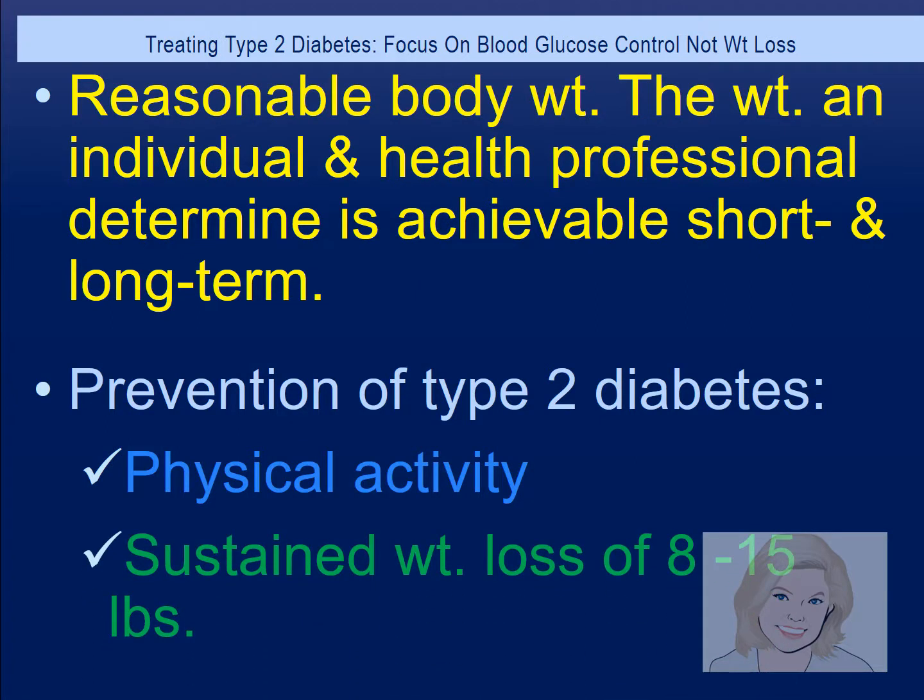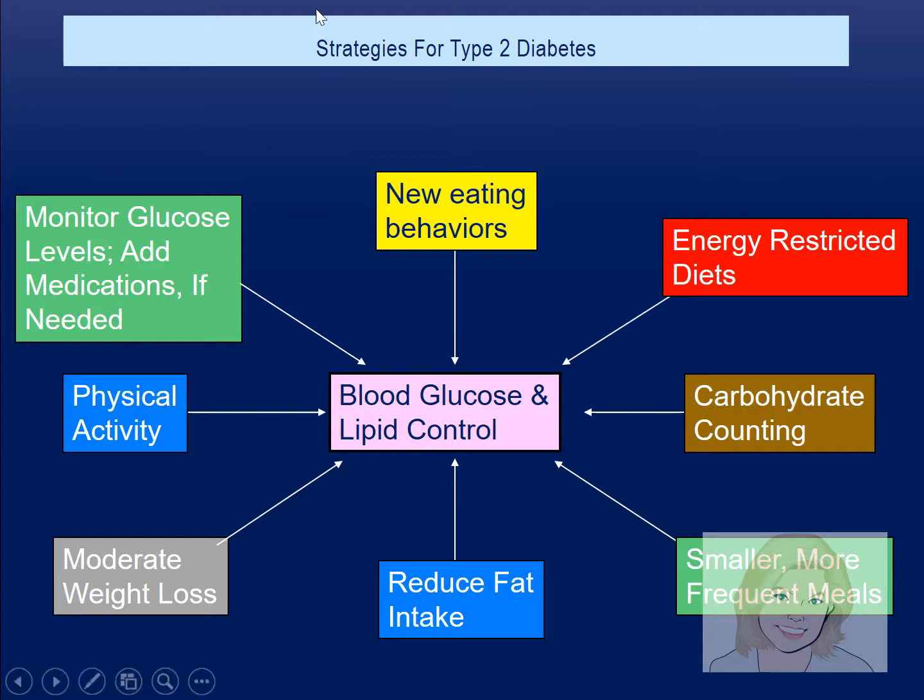So if we have a patient at risk of type 2 diabetes, their sibling got it, let's talk about lifestyle changes, physical activity, controlling their weight. So here's some strategies for type 2 diabetes, and I agree that blood glucose control and lipid control is the most important. Now if we look at this little rainbow of choices around here, are they all true? Really? New eating behaviors, true or false? True. Carb counting, true or false? True. Any restricted diet? There's no proof that's going to work.